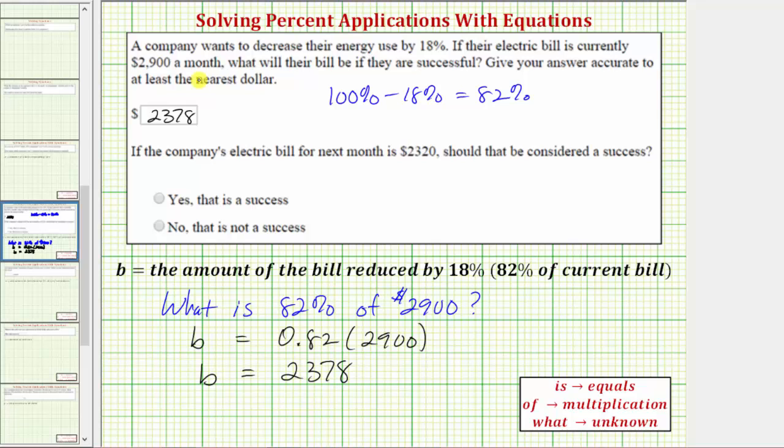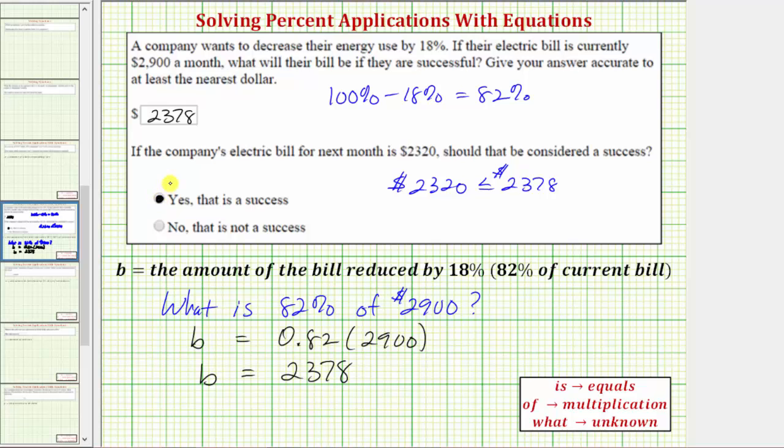In the second part of the question, we're asked if the company's electric bill for the next month is $2,320, should this be considered a success? Well, because $2,320 is less than or equal to $2,378, the answer is yes, this will be considered a success.